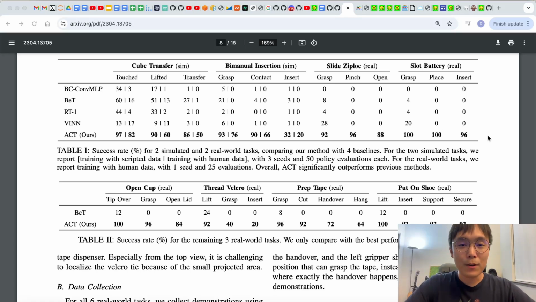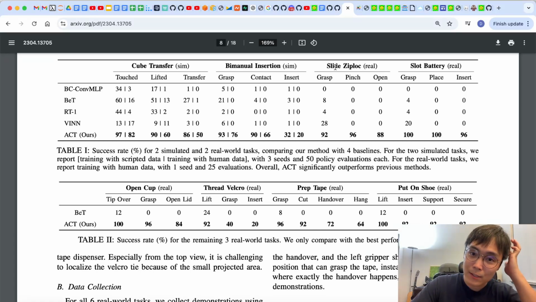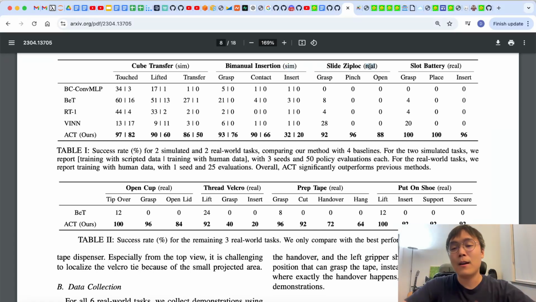So this is the paper, and this table shows the success rate of the ACT model on different tasks. I'm interested in real-world tasks, so this is simulation, and this is real. And for a certain task, it achieved like 88% success rate. For the slow battery, it's 96. It's better than the Ziploc. But on the cup, it's like 84. The Velcro is like 20. Tape is like 64, something like this.